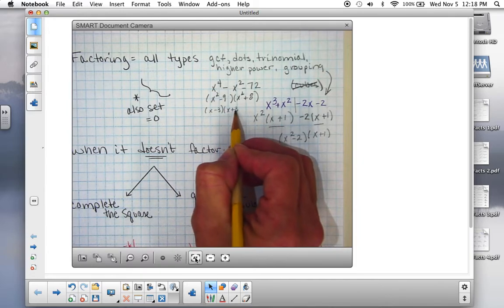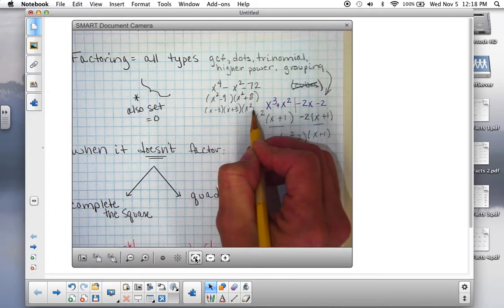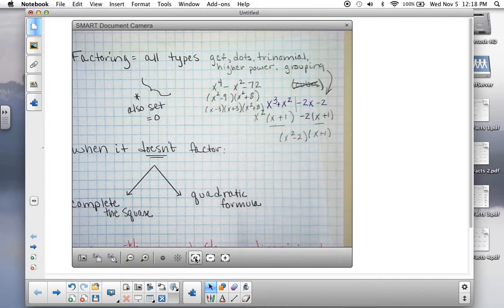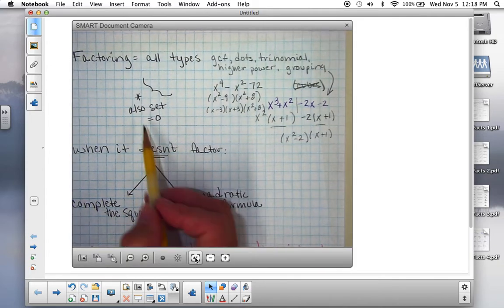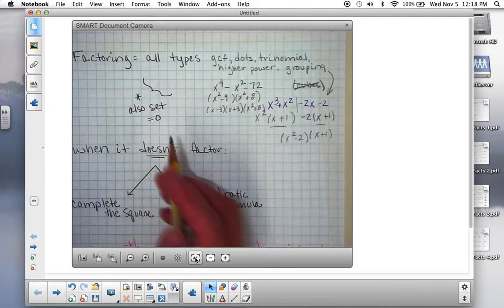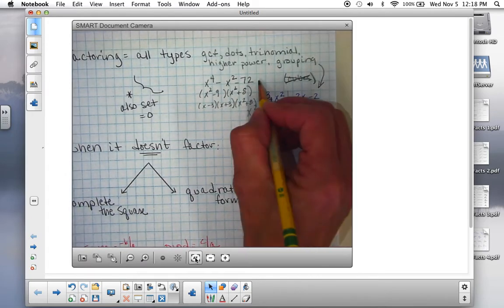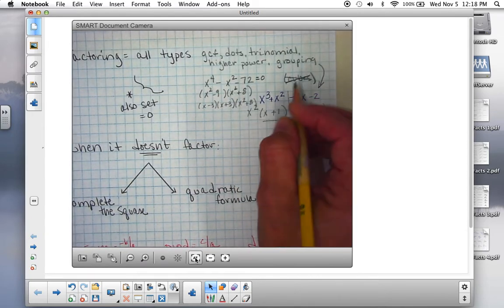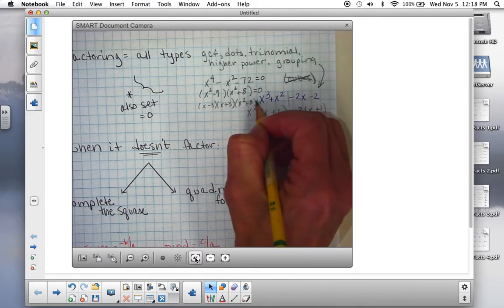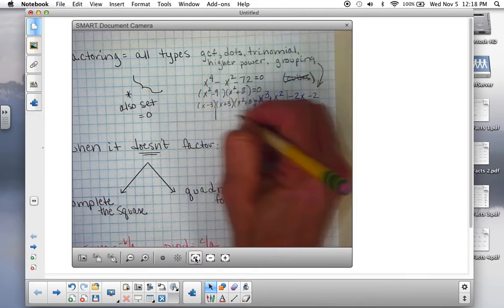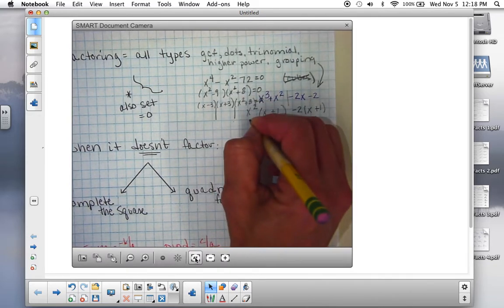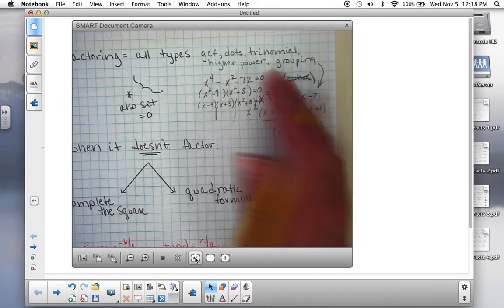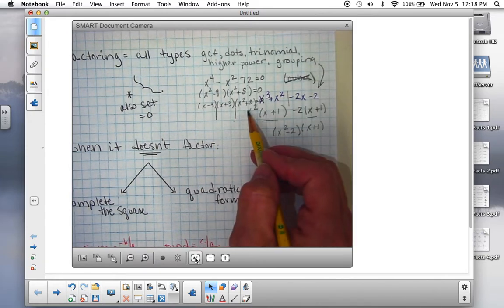So those are all things we did in Unit 1, but they are all reviewed here. You should be comfortable with all of those. And then this little asterisk, also set to 0, means know the difference. If this had an equals 0 on it, and it was going down equals 0, then you would need to draw these lines and set each piece to 0. If there's no equals 0 and it just says factor, you stop when you factor.